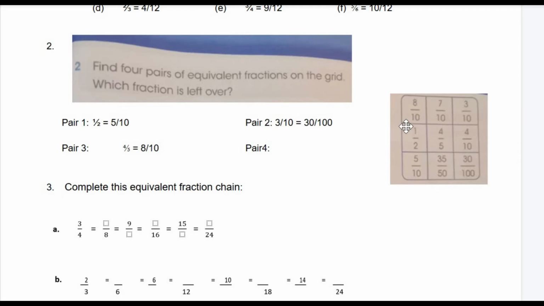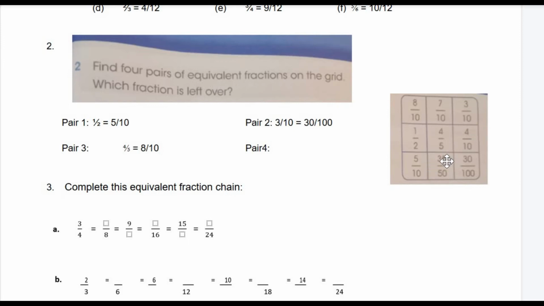So now we've done 8 out of 10, 3 out of 10, 4 out of 5, 1 out of 2, 5 out of 10, and 30 out of 10. How many fractions do we have left? Only 3: 35 out of 50, 7 out of 10, and 4 out of 10. Now let's put them to a test. As we discussed earlier, 35 and 4 are not multiples of each other. So there is no number that we can multiply 4 with to get 35.